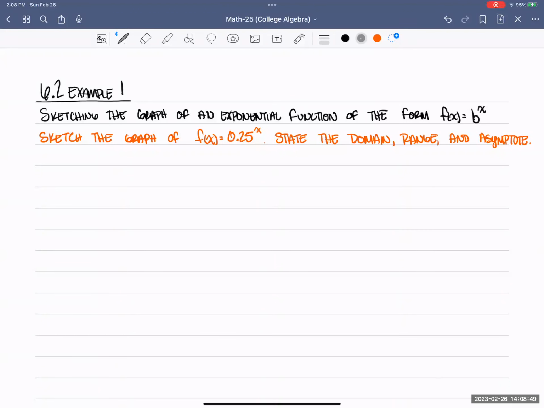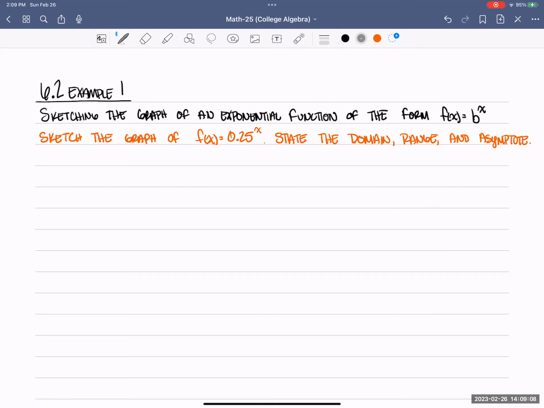Section 6.2, example 1, sketching the graph of an exponential function of the form f(x) = b^x. Sketch the graph of f(x) = 0.25^x. State the domain, range, and asymptote.